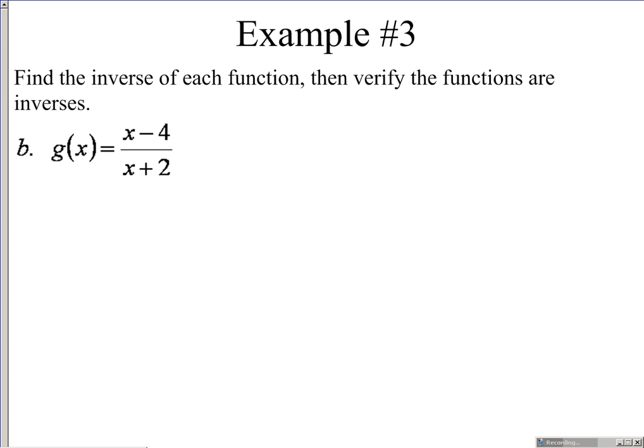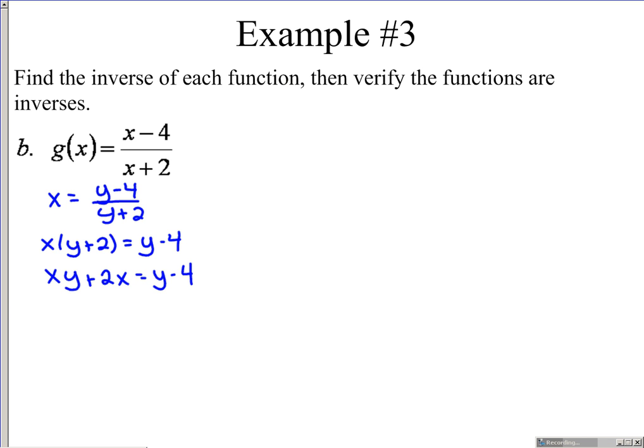Same thing, find the inverse, then verify that they are indeed inverses. Let's find the inverse first. To find the inverse, we switch x and y. So I'm going to get x equals y minus 4 over y plus 2. We need to solve this equation for y. Let's multiply the y plus 2 over to the other side. Distribute: xy plus 2x equals y minus 4.